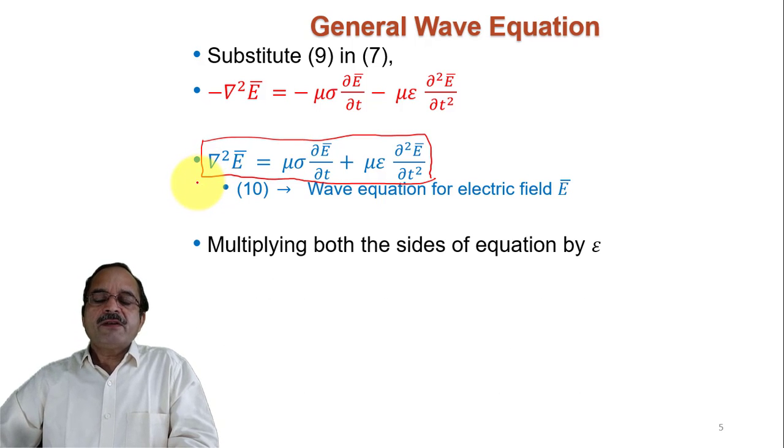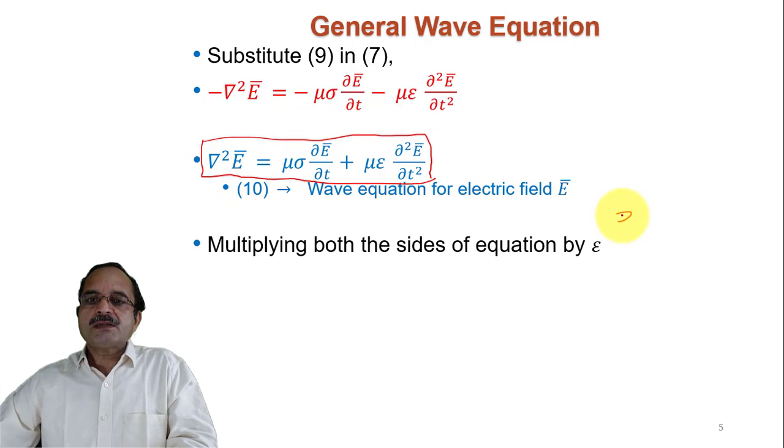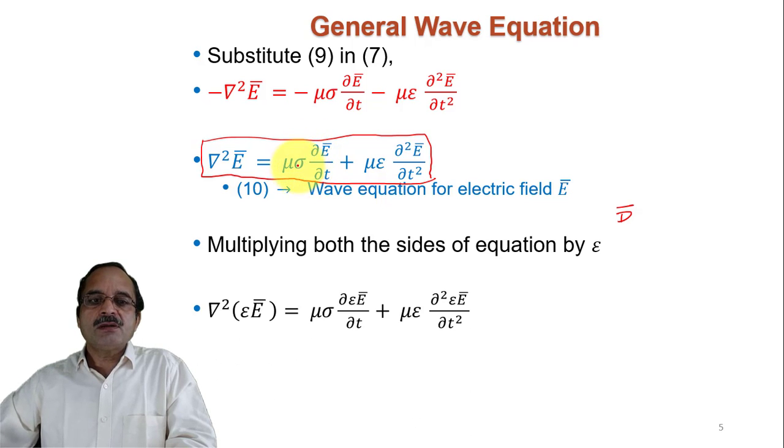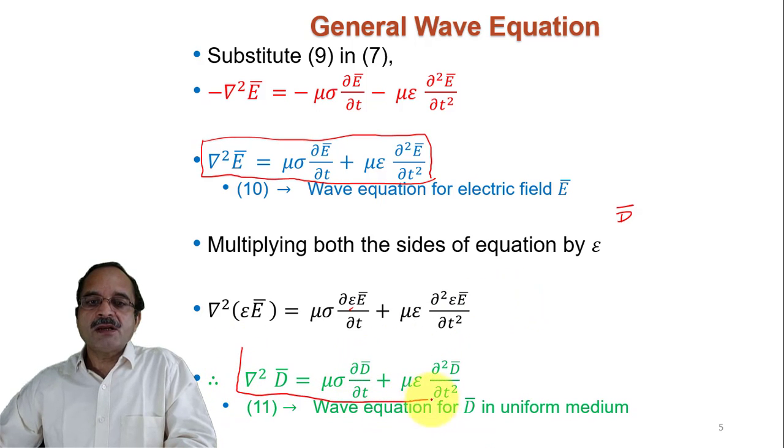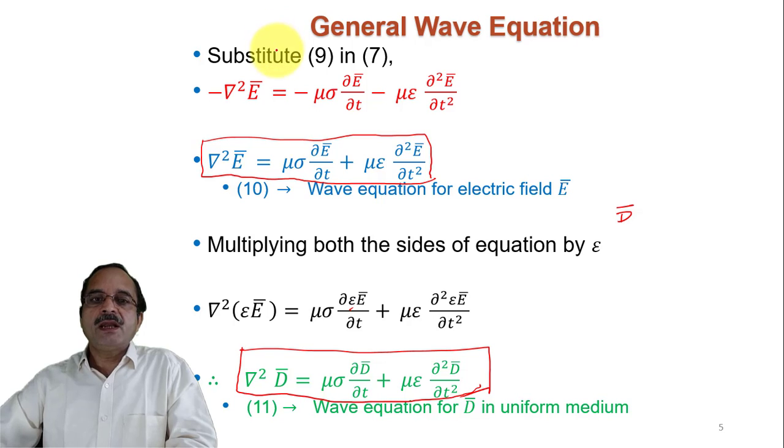Now to get the wave equation for electric flux density D, we multiply both sides of this equation by epsilon. So we write it as del square epsilon E. Now substituting epsilon E equal to D, we get the wave equation for D. So this is equation number 11, the wave equation for electric flux density D in uniform medium. So we got the wave equations for E and D.